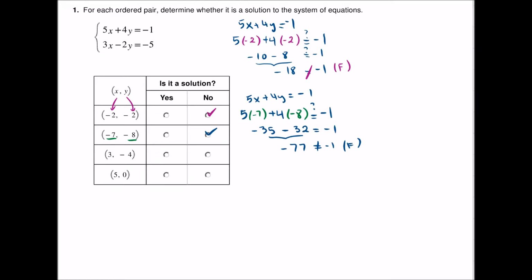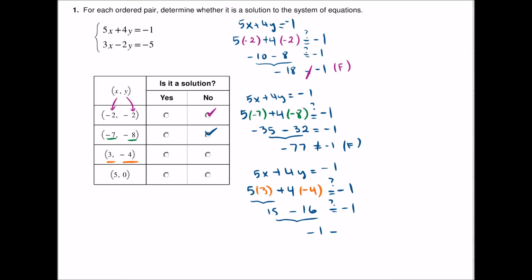Next point is 3 and -4. 5x plus 4y equals -1. So 5 times 3 plus 4 times y, which is -4, equal to -1. And is that true? 5 times 3 is 15 and 4 times -4 is -16, equal to -1. Is that true? 15 minus 16 is -1, equal to -1. That is a true statement.